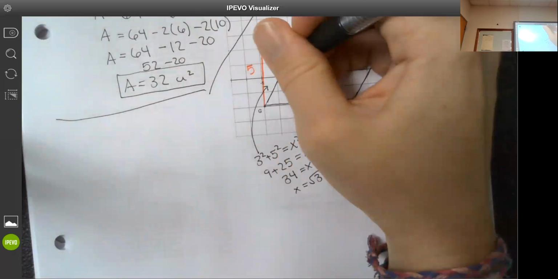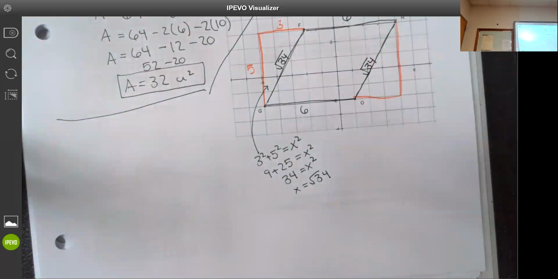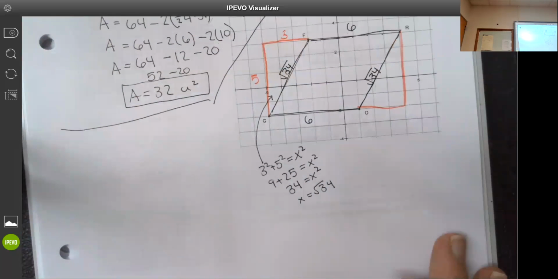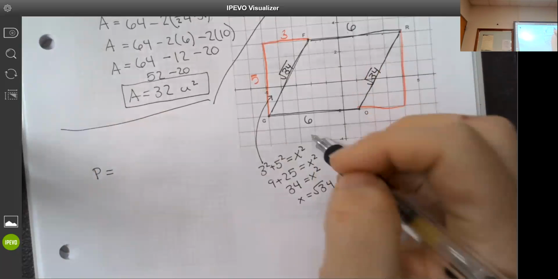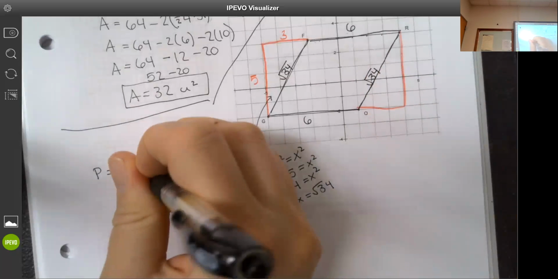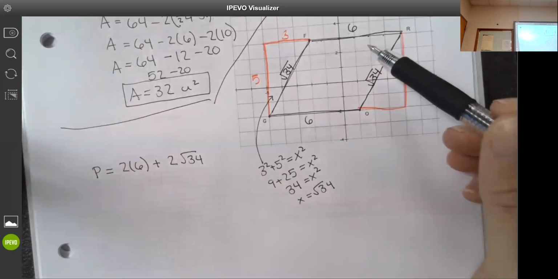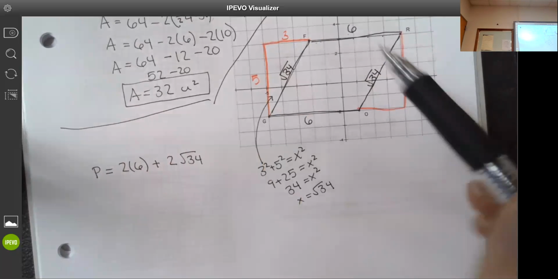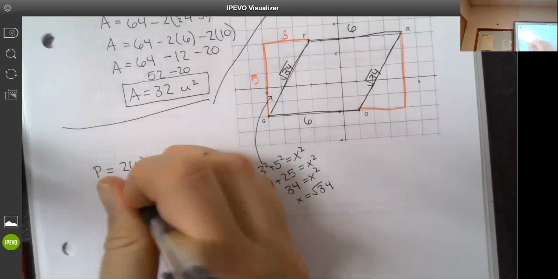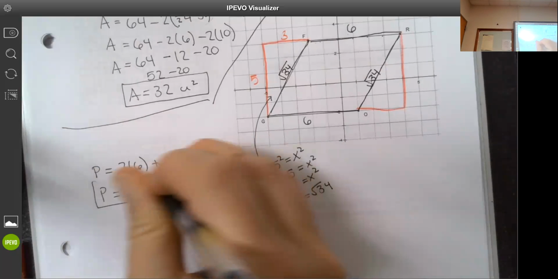That's another one that we can't simplify. So I'm just going to put it in. If we could simplify it, we would, but it's just the square root of 34. So for my perimeter, again, adding all of my sides, I have 2 sides that are 6, plus 2 sides that are the square root of 34. Okay, there's my perimeter. Or I have 12 plus 2 square roots of 34 units. Make sure you put units or units squared at the end.